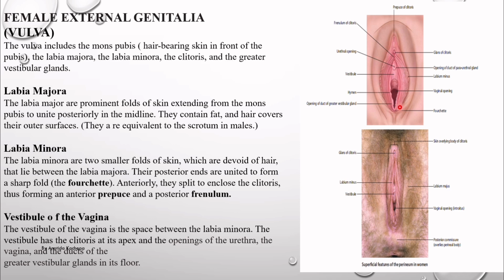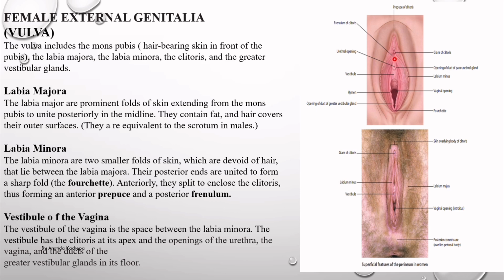They fuse posteriorly to form the fourchette, and anteriorly they split to form a foreskin called the prepuce. This foreskin will cover what's called the glans clitoris, which is homologous to the what? The penis. We'll talk about it in the next slide. Then posteriorly they'll form the frenulum, okay. Then lastly we have the vestibule. The vestibule is the space between the labia minora. Anything that's enclosed by the labia minora is the vestibule.